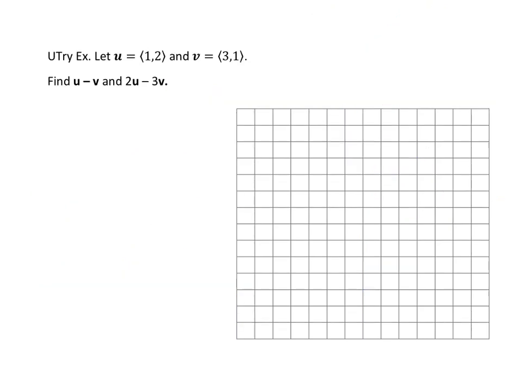Okay, try this one on your own. Draw your two vectors out and then subtract them. Remember, this is just u plus negative v and 2u plus negative 3v. Draw them out. I want to see the answer graphically and algebraically.